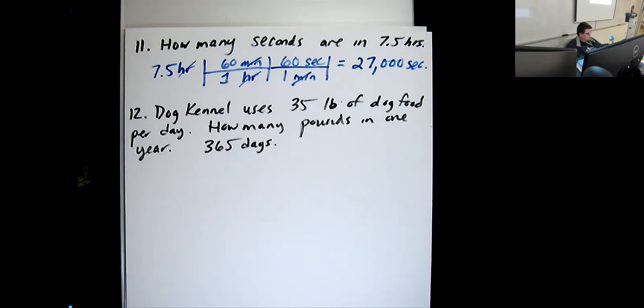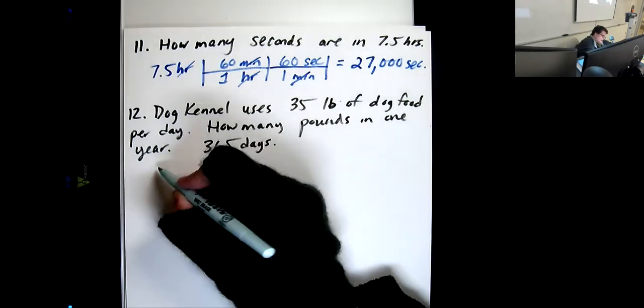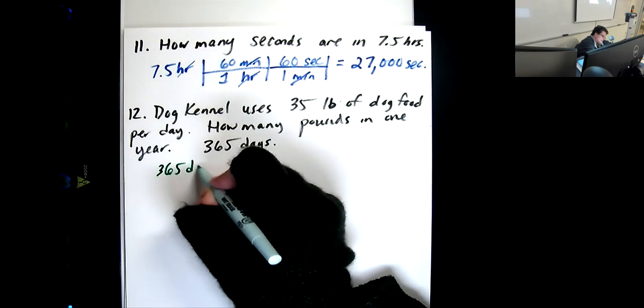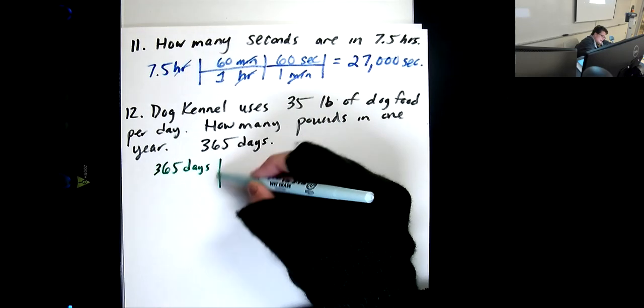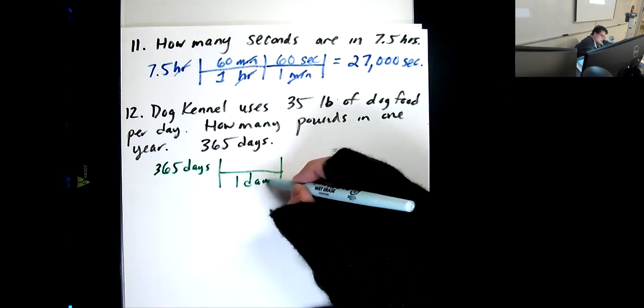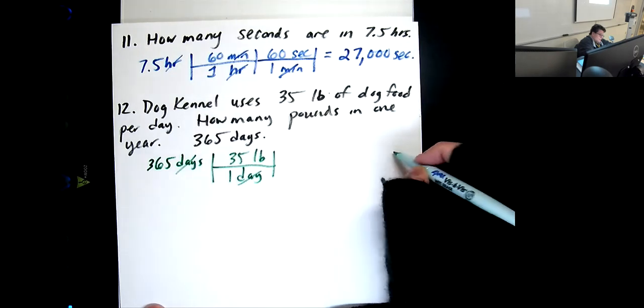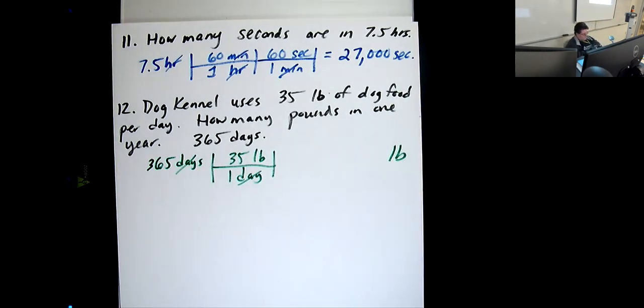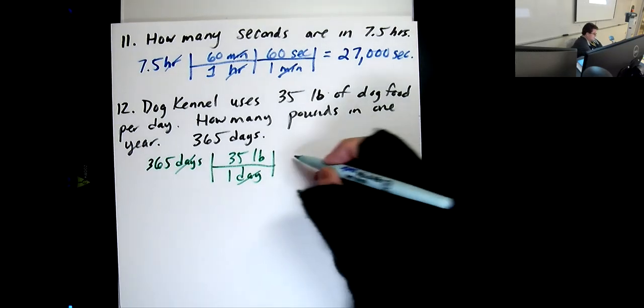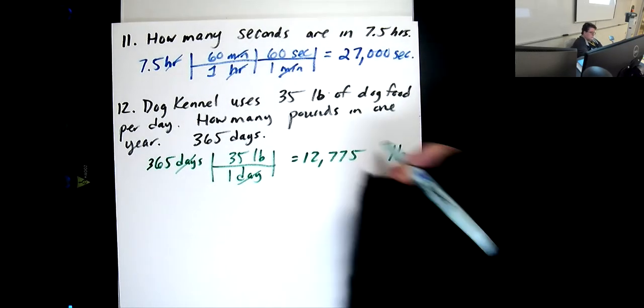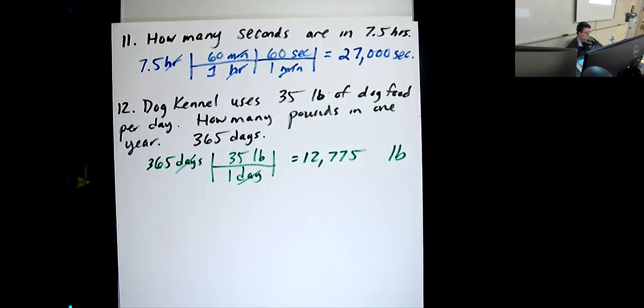So, doing that same thing, starting with what we have, I have 365 days. I know 1 day is 35 pounds. And so now I'm left with pounds. 365 times 35 is... I thought it was 24 pounds in a day. 24 pounds in a day, right? Yes.